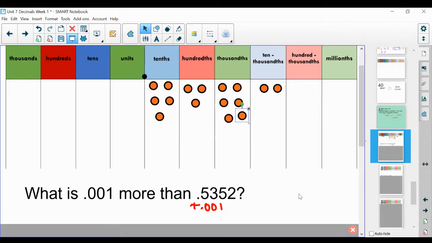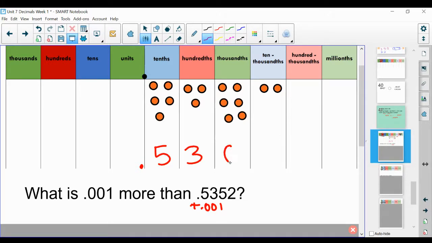Now, what is our new number that we created by doing 1/1,000th more than that? And that is 5,362 10,000ths. Okay, so the only place value holder that changed, because we didn't have to regroup at all, was our thousandths place.